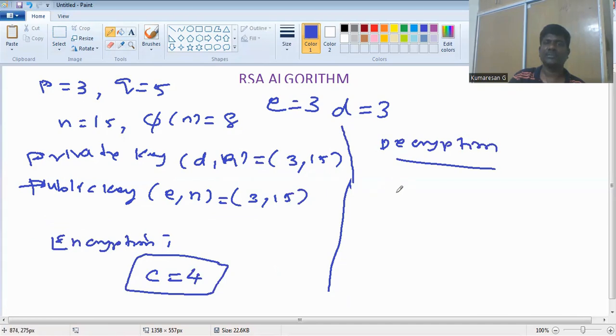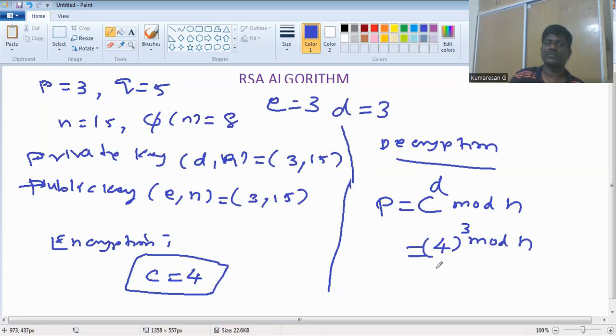Decryption means we need to retrieve the plain text from the ciphertext with the help of the receiver side private key. What is the ciphertext here? It is 4. So 4 power B, where we already know the private key is 3, mod N. So we have to multiply 4 three times.